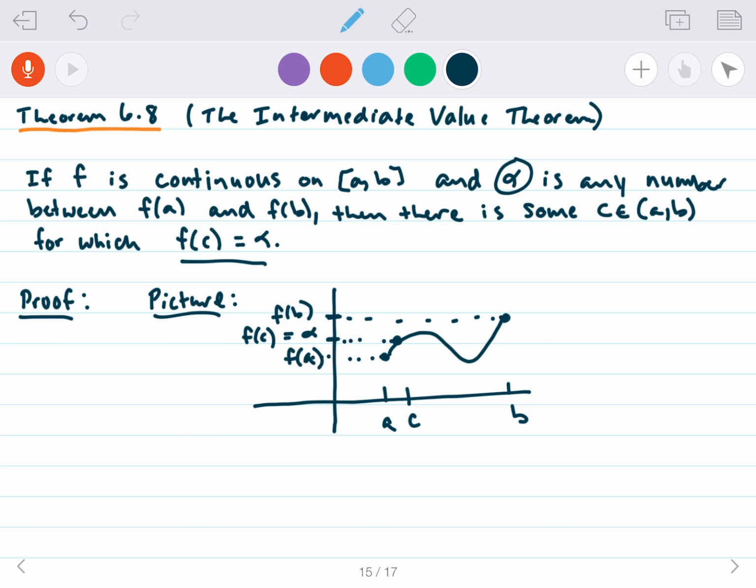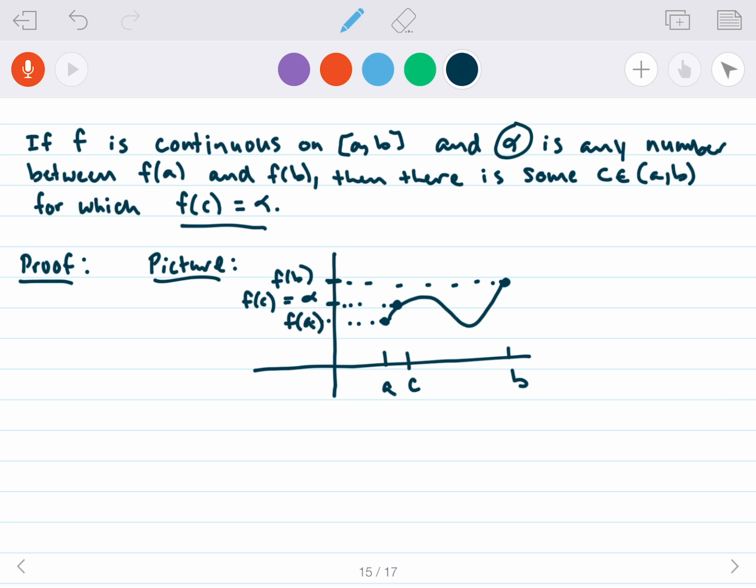Okay, so how are we going to prove this? Well, let's go ahead and suppose without loss of generality that f of a is less than alpha and alpha is less than f of b. Now, if I had f of a actually higher than f of b, you could apply a symmetrical argument. But just for the sake of time, to get the point across, we're just going to do this case right here.